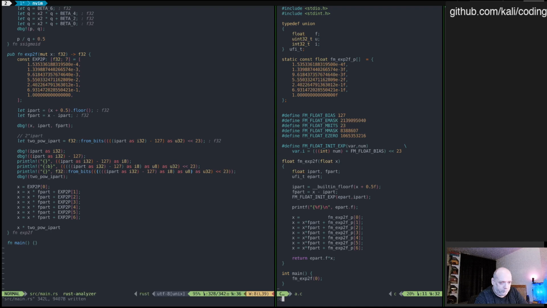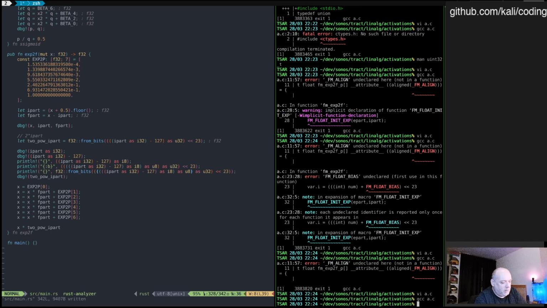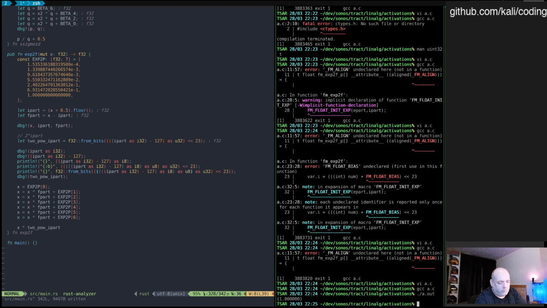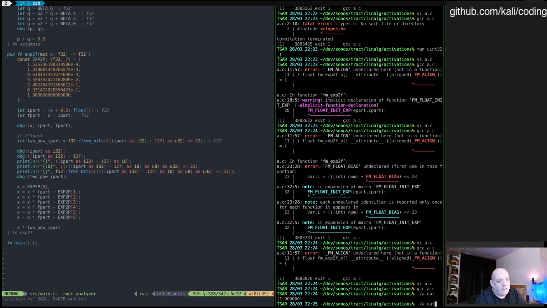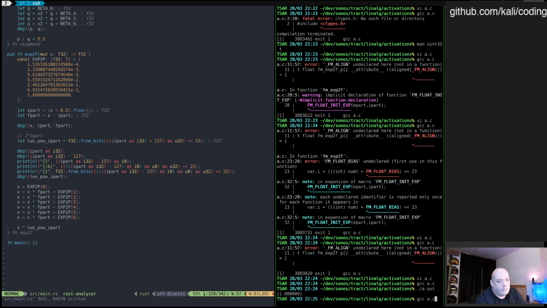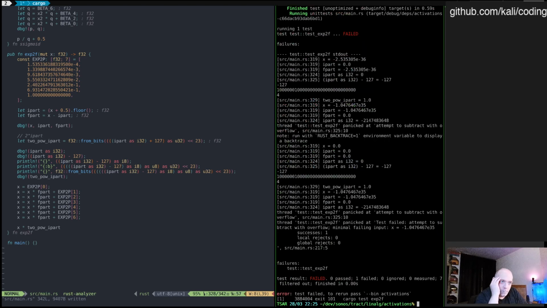Attribute. Okay, a.out. 1. Okay, thank you. That's closer to the truth. So I think the problem is just here. Let's try again. Before, when we were doing Rust, exp. So now 2 to the I part equals 1, which is what we were expecting.